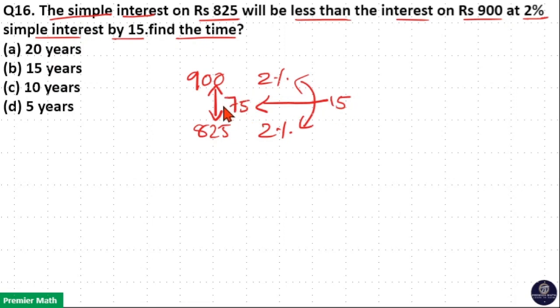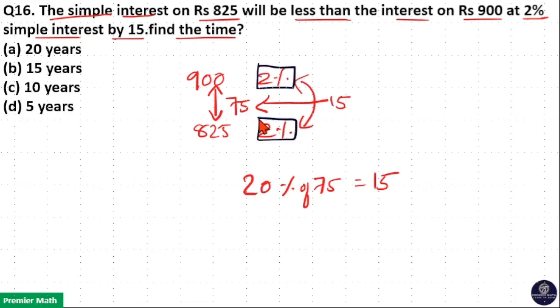Here 100% of 75 is 75. 10% of 75 is 7.5. Then 20% of 75 is 15 rupees. So 20% of 75 is 15 rupees. But here you can see the rate is 2%. If I write this 20% as 10 into 2%, then 2% of 75 into 10 is 15.